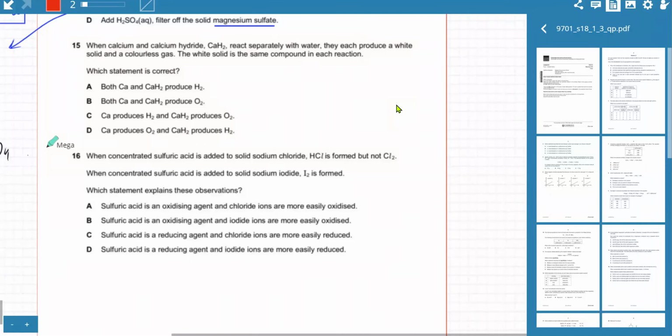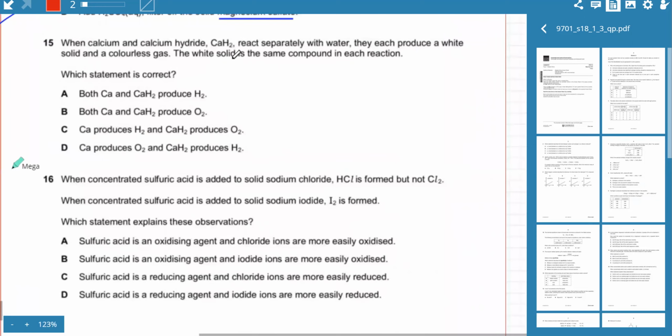So then the next one is: when calcium and calcium hydride react separately with water, they produce a white solid and a colorless gas. The white solid is the same compound in each reaction. Which statement is correct? So calcium and calcium hydride react separately with water. In both cases, my guess is that if you react calcium with water, calcium hydroxide is going to be produced. That's the white solid. It's partially soluble. Plus hydrogen gas is released.